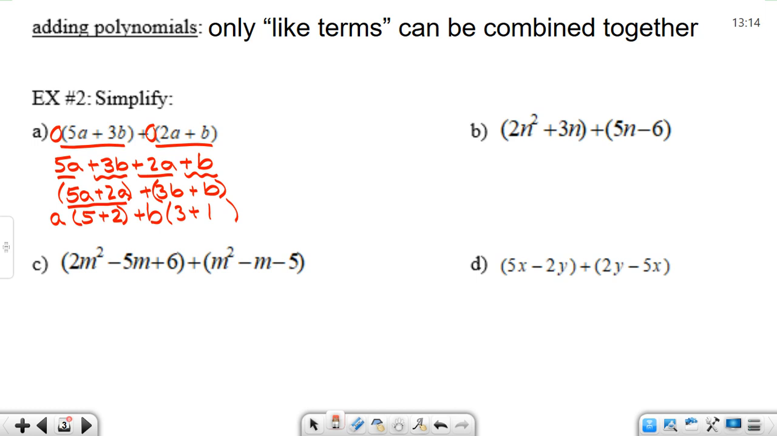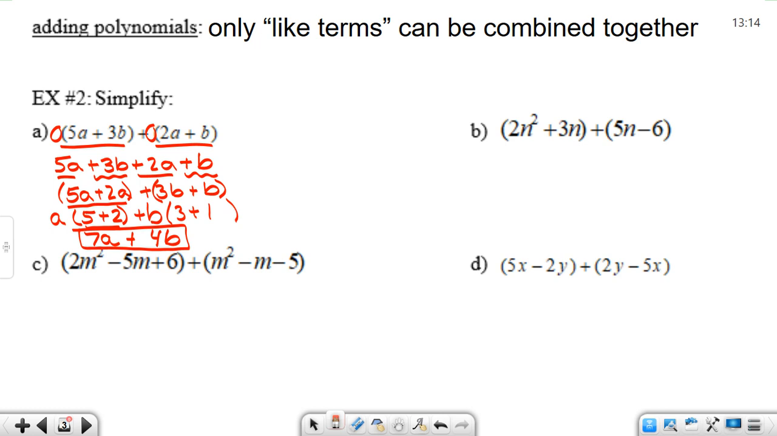So remember, guys, if you factor something out of itself, you always are left with a 1 there. And then I'll say, okay, 5 plus 2 is 7. So that's going to give me 7a. And then over here, 3 plus 1, that's 4. So I'm going to get 4b. And there is my simplified polynomial.